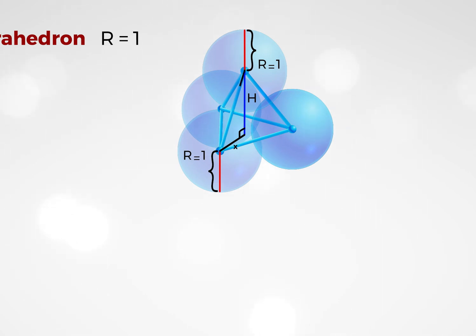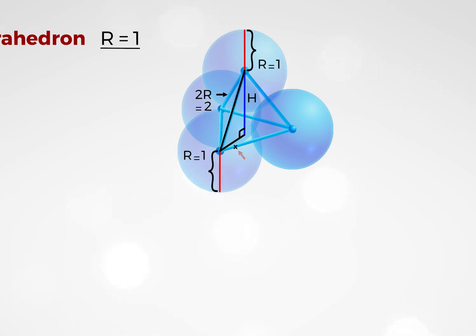Now what about this side right here? Well, that is connecting two centers. It's connecting the center of the top sphere to the center of one of the bottom spheres. So because it's connecting two centers, it is equal to 2r, 2 times the radius. And therefore that is equal to 2, since the radius is equal to 1. So now all I need to do to figure out h is find the value of that x right there.